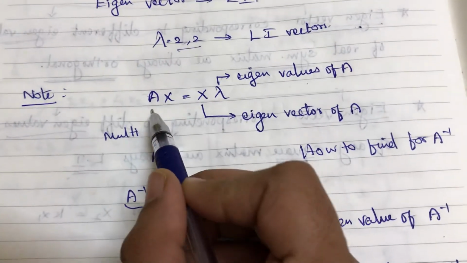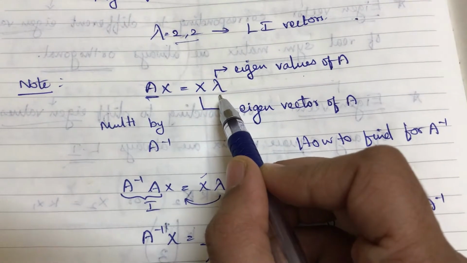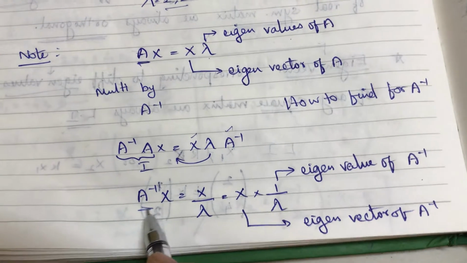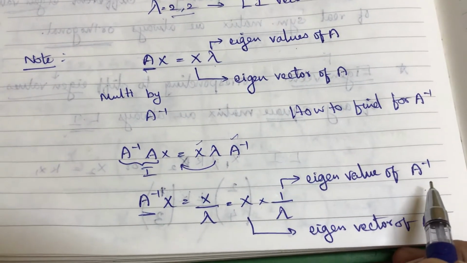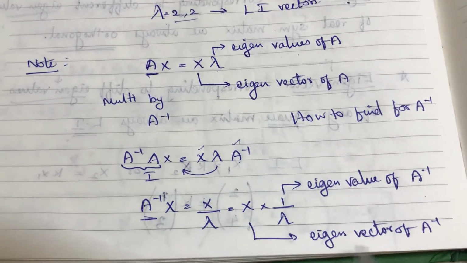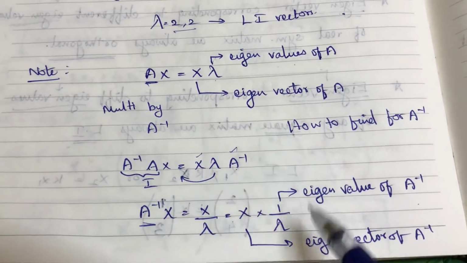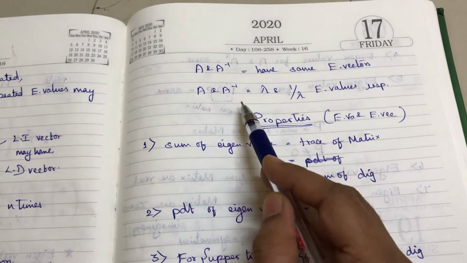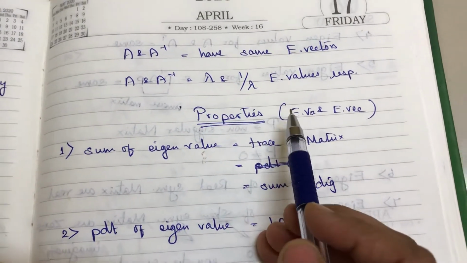You can see here for matrix A, lambda is the eigenvalue and X is the eigenvector. For matrix A inverse, 1 by lambda is the eigenvalue and X is the eigenvector. What it means is X is the same for both A and A inverse matrix, and the eigenvalues of A and A inverse are lambda and 1 by lambda.